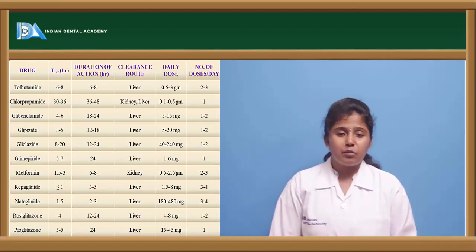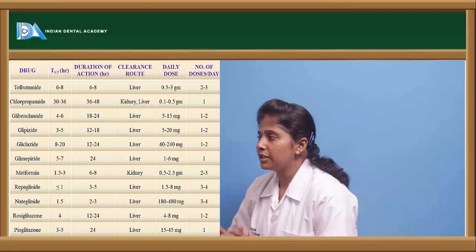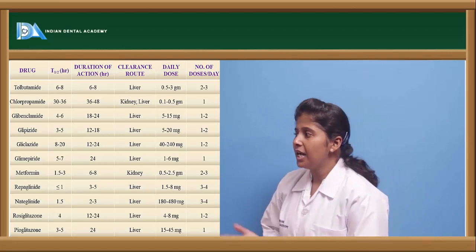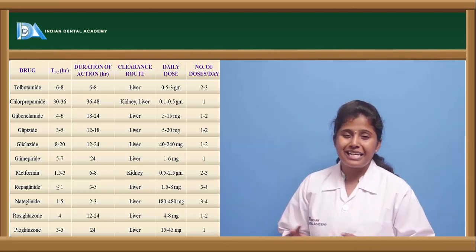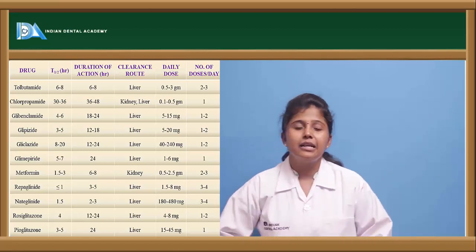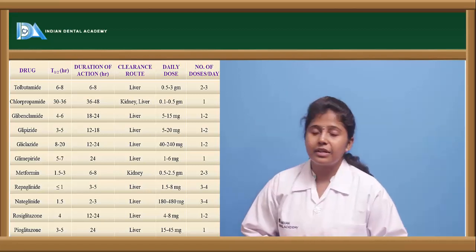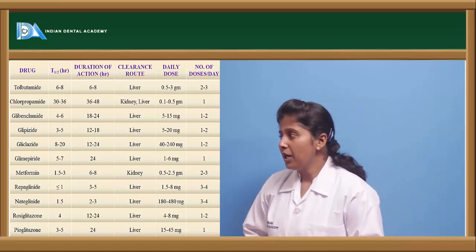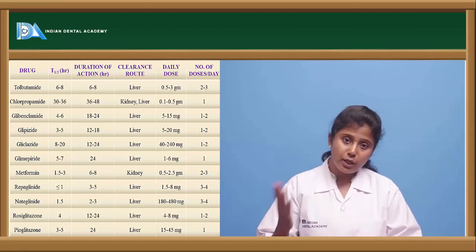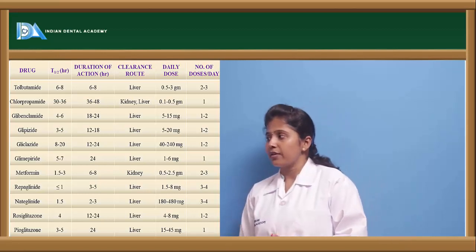Here we can see the tabular format of anti-diabetic drugs. The drug tolbutamide has a T-half of about 6 to 8 hours, and the duration of action of this drug lasts for about 6 to 8 hours. It is cleared through the liver, and the dose given is about 0.5 to 3 grams, given in 2 to 3 daily doses.